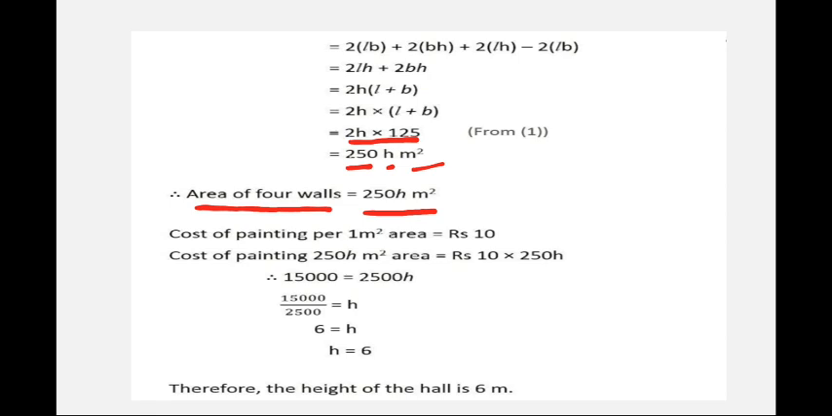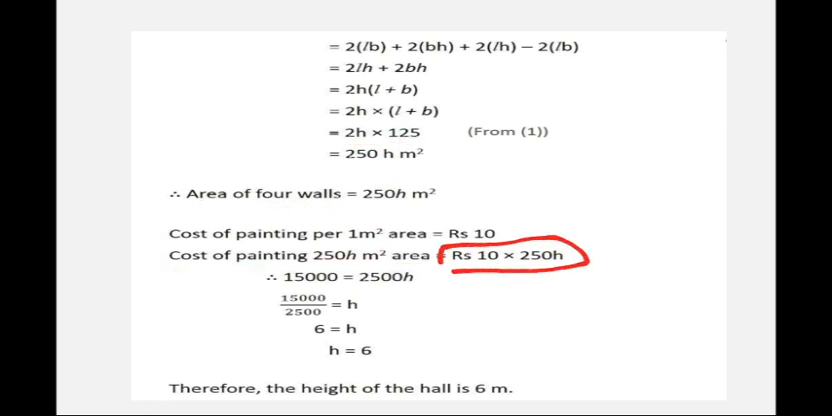Now in the second line of the question it was given that the cost of painting per meter square is equal to 10. Now the total area is 250 H meter square. That means the cost of painting 250 H meter square will be rupees 10 into 250 H. According to the question, this total amount is equal to 15,000.